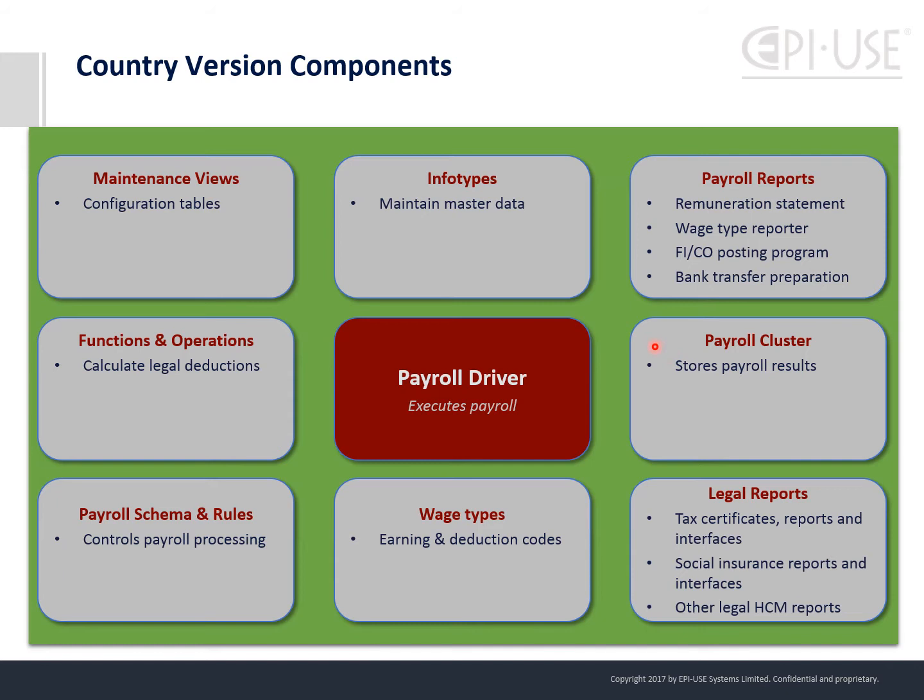And then also legal reports for the different countries are supplied, and these are basically the tax certificates, reports and interfaces, also social insurance reports and interfaces, and then also any other legal HCM reports. So all of these make up components for the country versions.